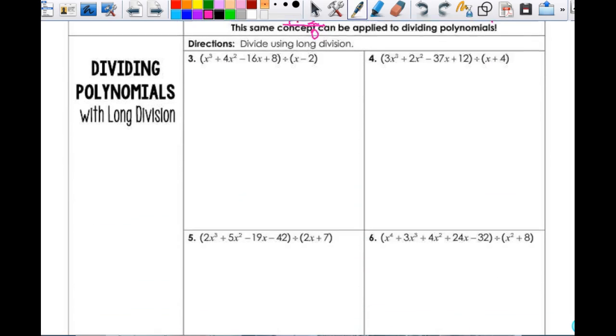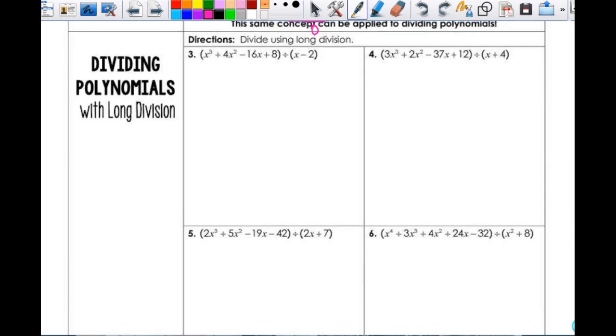So let's look at number 3. Okay, so it says divide using long division. So on the inside of the house is this, because this is getting divided by this, so I make my little divisor thing here, and I get x cubed plus 4x squared minus 16x plus 8. And on the outside, I get x minus 2.